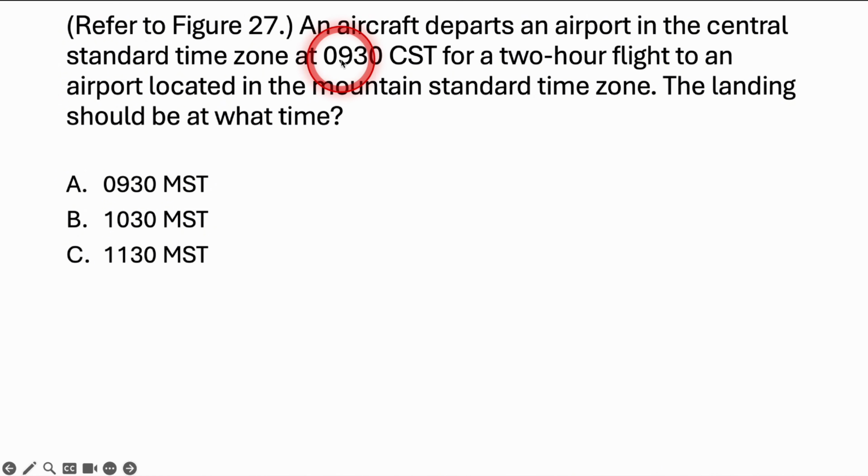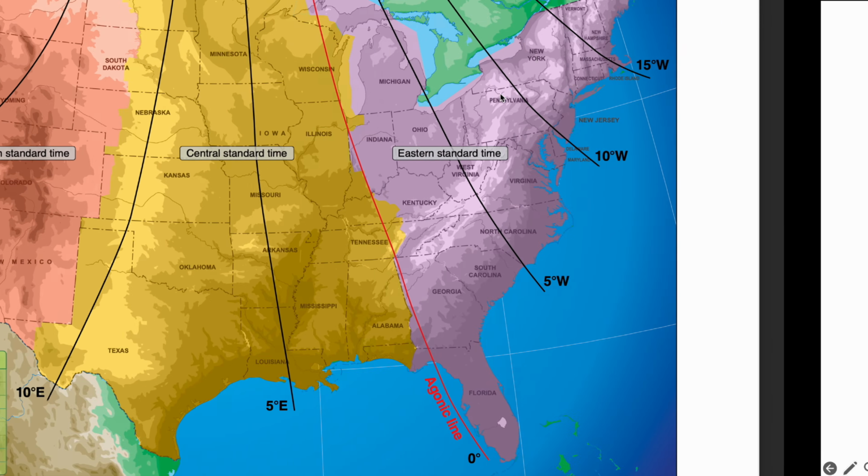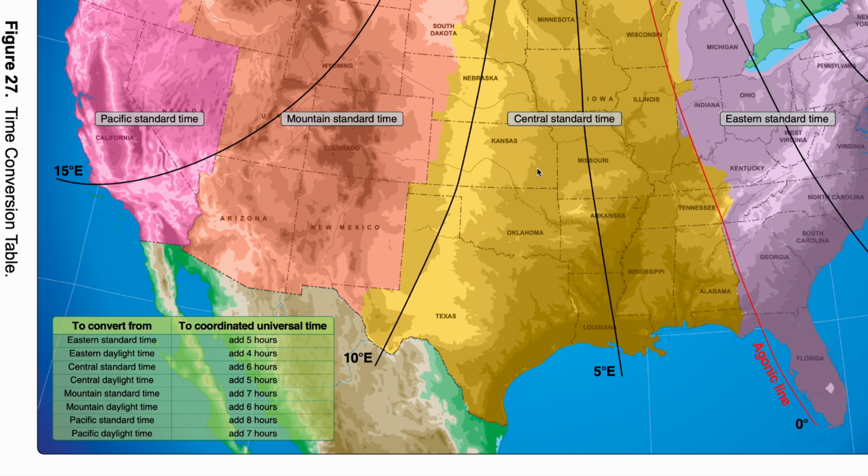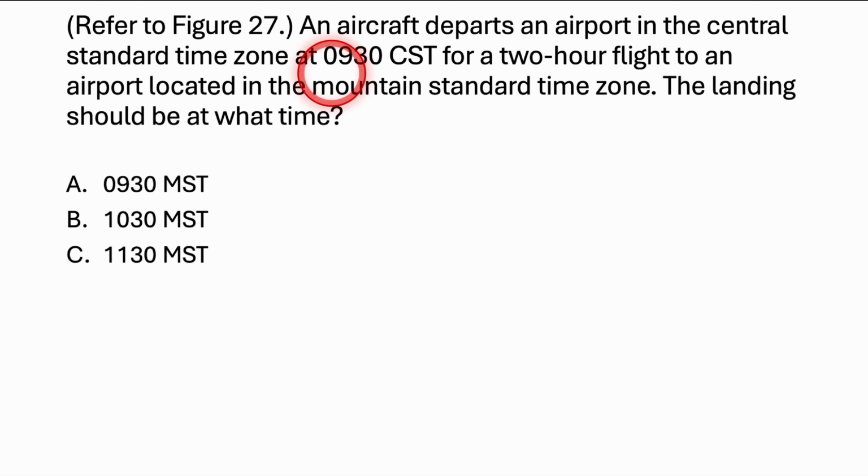So if we depart at 9:30 and it's a 2-hour flight again, that puts us at 11:30, but then again, we're going from Central to Mountain Standard Time Zone. So Central Time to Mountain Time, we're going to go back an hour. So if we look here, typically we would add 7 to get to Zulu. For Central Standard, we would add 6. So we're decreasing 1 hour as we go west in the US. So the question, 9:30 plus 2 hours puts us at 11:30, but then we're going to the west, so we're subtracting 1 hour, and that would put us at 10:30.